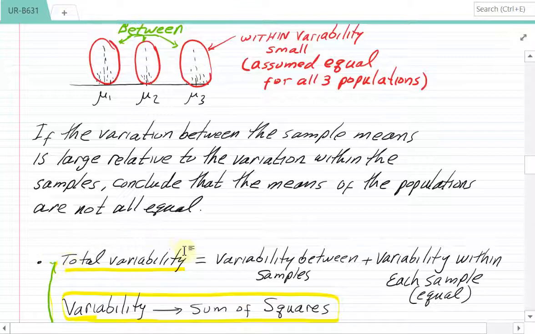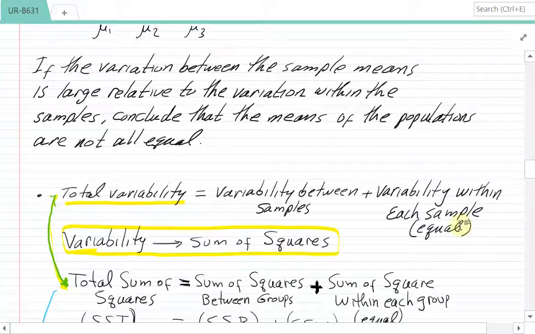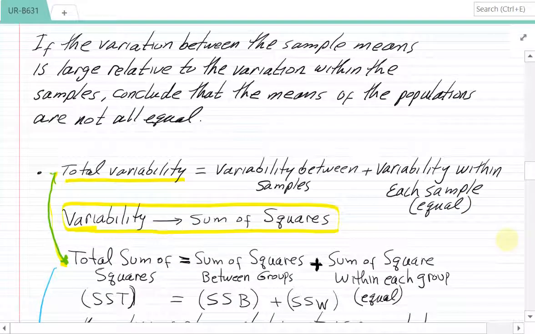So having defined what we mean by total variability, and also defining variability as sum of squares, check this out. We can write the total sum of squares, therefore, as sum of squares between groups plus sum of squares within groups. Remember, total variability translates to total sum of squares, variability between translates into sum of squares between, and variability within translates into sum of squares within each group. And this is just a notation. This is not the formula I was telling you about. That's kind of convoluted. You'll see that in a moment.